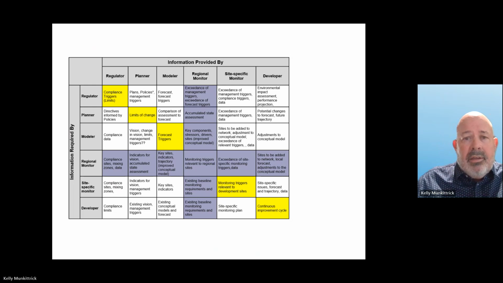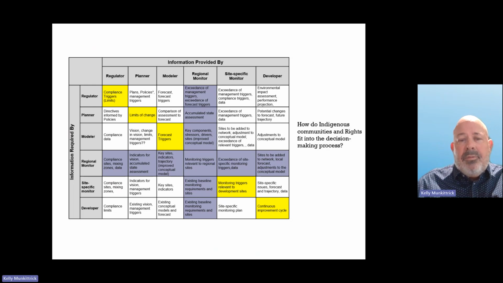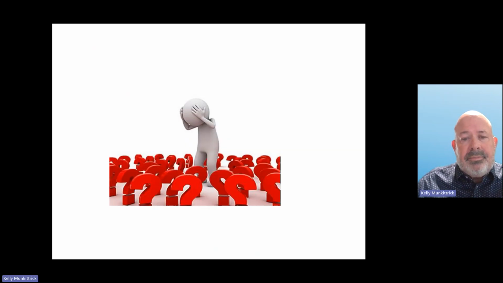What we haven't done yet is figure out how Indigenous communities and rights fit into the decision-making process. What would a row and a column look like for Indigenous participation in the system? Public stakeholders have roles in the planning process, in developing the plans and expectations and vision for the basin. But Indigenous communities and rights holders fit into this decision-making process in a way that's yet to be defined.